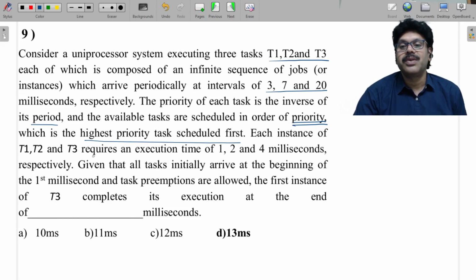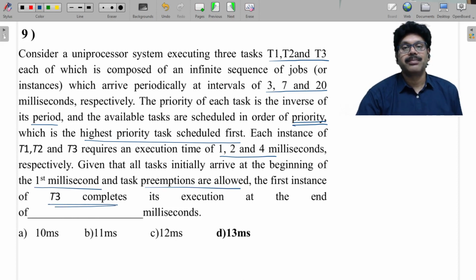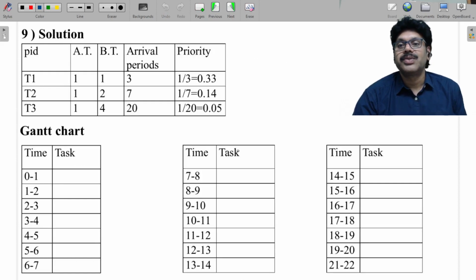Each instance of T1, T2, T3 is executed for 1 to 4 milliseconds. All the tasks initially arrive at 1 millisecond, and preemptions are allowed. What is needed? The T3 first phase completion time. Let us do it.